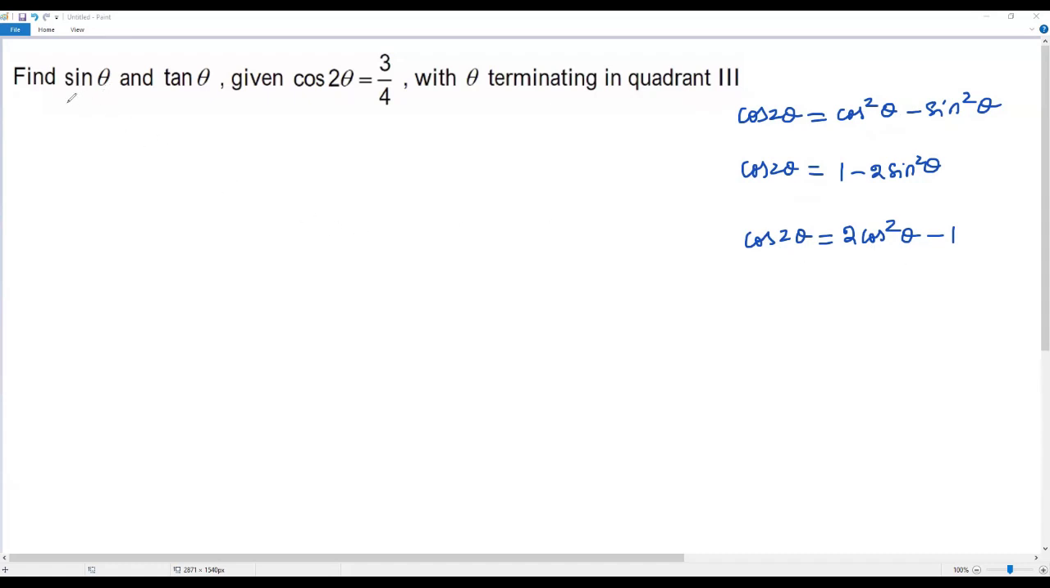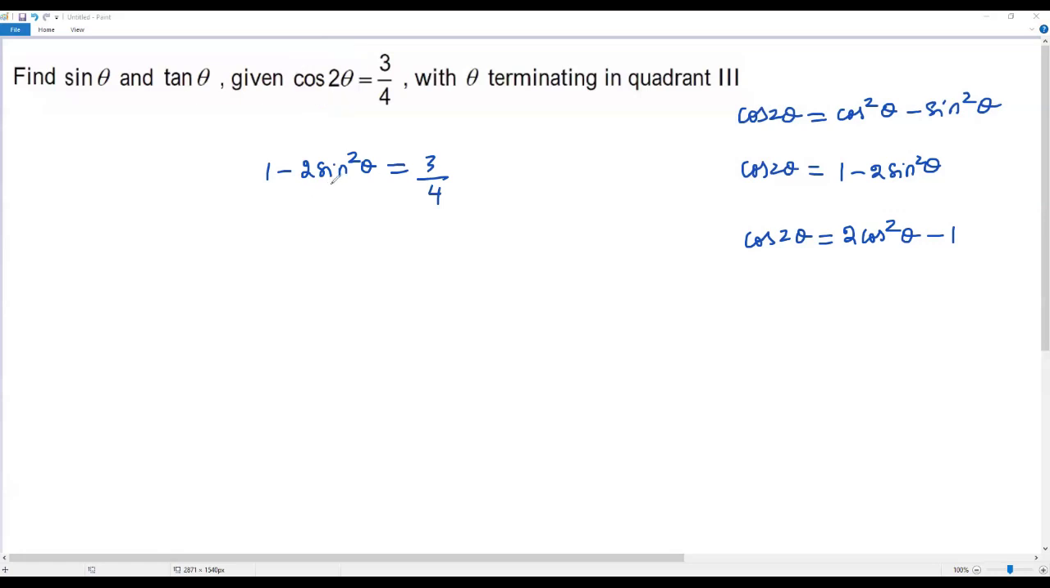Here our aim is to find the value of sine theta. So what do we have to do with this cosine 2 theta? For this cosine 2 theta, we can plug in any of these three. Since our aim is to find sine theta, we replace cosine 2 theta by the equivalent expression only in terms of sine, that is 1 minus 2 sine square theta. Then I get 1 minus 2 times sine square theta equals 3 over 4.